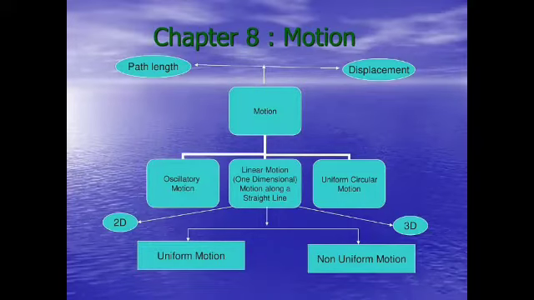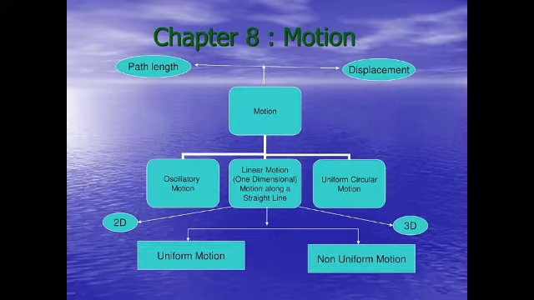Hello dear students, today we are taking chapter 8, Motion, standard 9, and we are taking the basic concepts of this chapter. First is path length. It is the total distance covered by the object in the given time interval. Displacement. It is final position minus initial position.